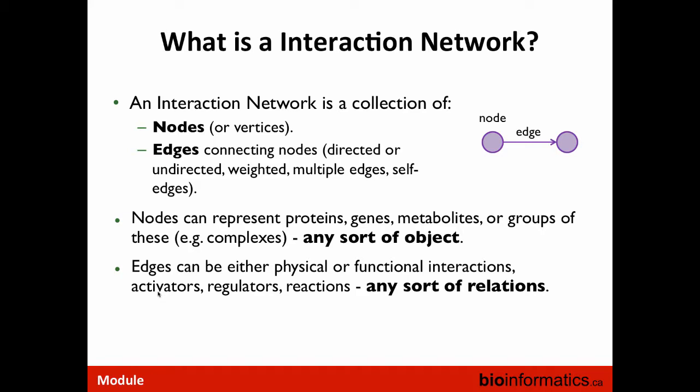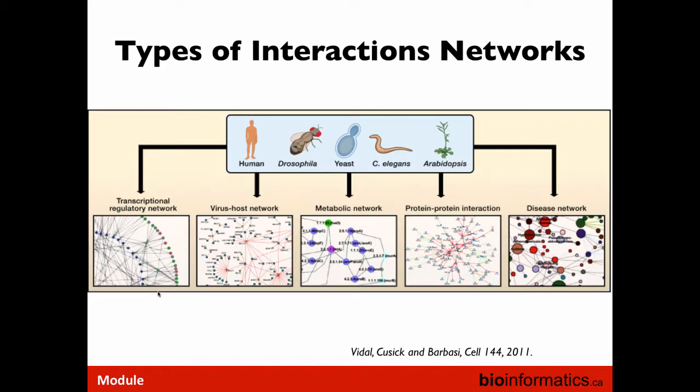The nodes and the edges within interaction networks can be almost anything you want them to be. Typically, nodes can be genes, proteins, metabolites, groups of complexes, and things like that. So any sort of object. Edges can be physical or functional interactions; they could be activators, regulators, reactions, any sort of relationship. And in the next slide, I'm going to show you there are different types, and as such, there are many different types of interaction networks out there.